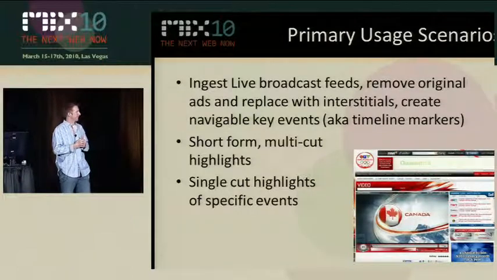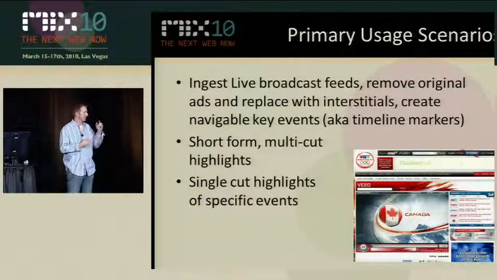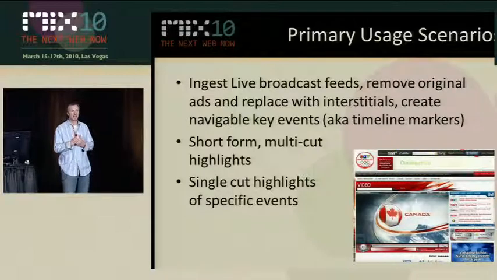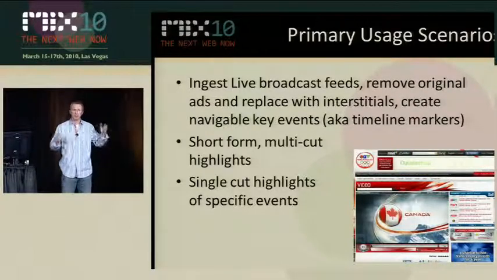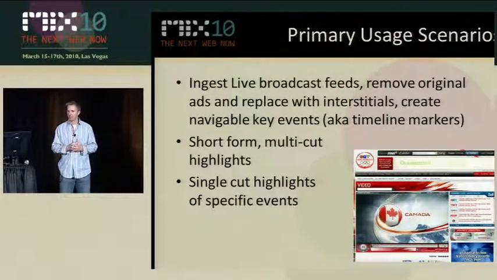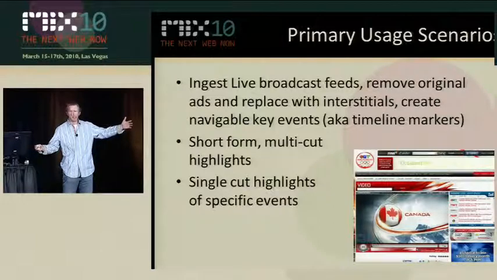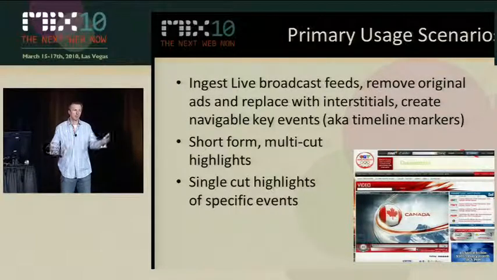And then the last one is single cut highlights. And this is one scenario that NBC had quite a bit. And the scenario here is, obviously with the Olympic events, let's take, say, downhill skiing. Within a downhill skiing stream that may be 3 hours long, you may have 50 competitors within that stream.